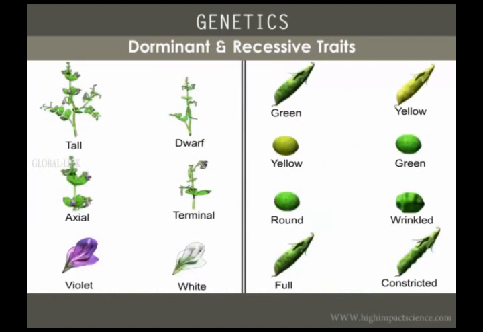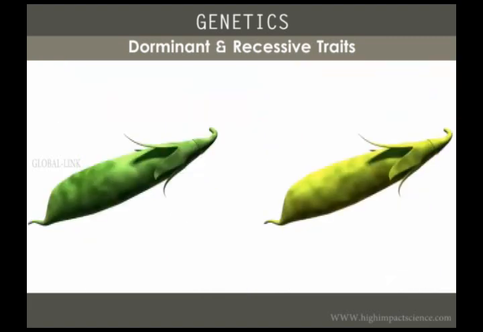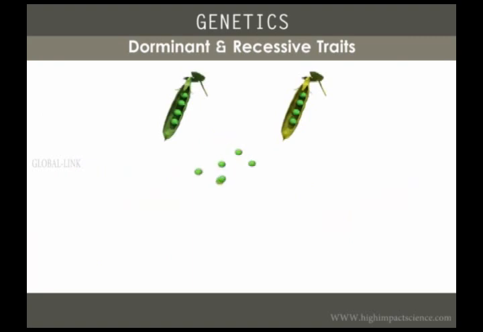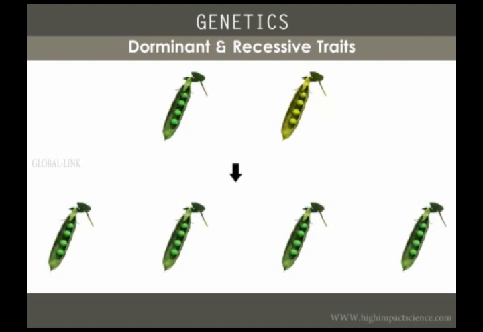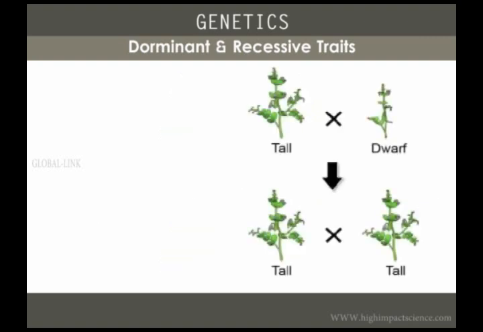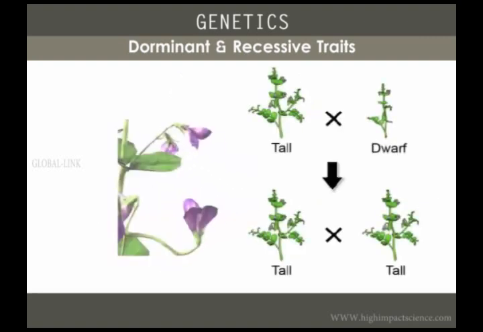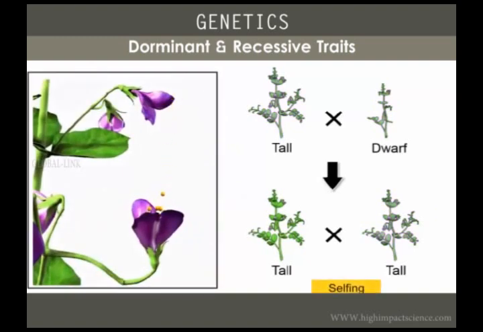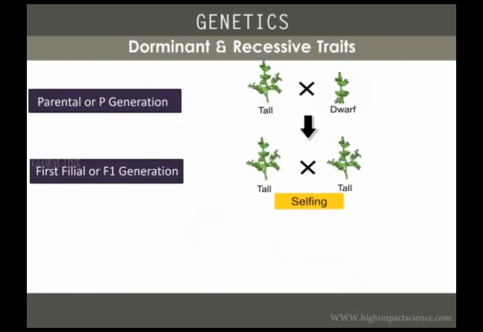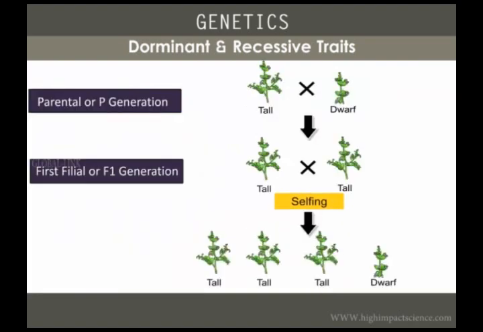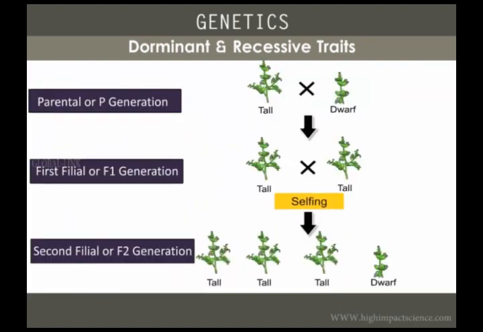Mendel conducted similar experiments with other pairs of traits and made certain observations. Every single time, he found that the F1 hybrid resembled one of the parents, while the other parent's trait was missing. To explore this further, Mendel self-pollinated the F1 hybrid to produce the second hybrid generation of plants known as the second filial or F2 generation.